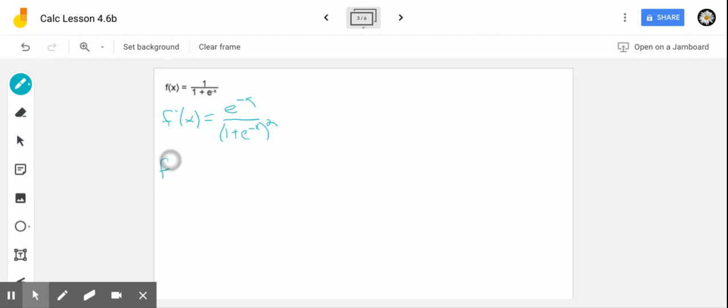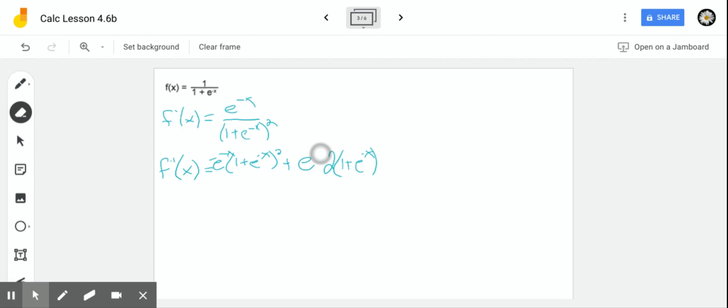So now for our second derivative, we have another quotient rule. So we're going to do low d high, which is going to be negative e to the negative x, minus high d low, which is going to be 2 times 1 plus e to the negative x to the first. And then we need to do a chain rule. So that's going to be another negative e to the negative x. So that'll make this positive e to the negative 2x. I'm going to write that in there, over the square of what's below.